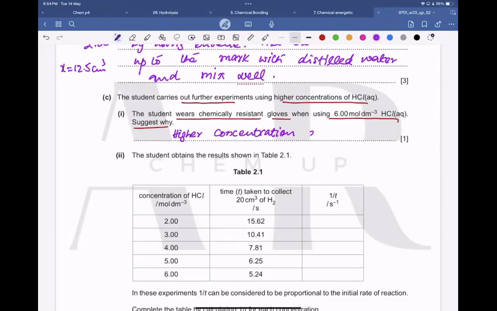Now the student obtains the result shown in table 2.1. In these experiments, 1 over T can be considered to be proportional to the initial rate. Okay, so it means they are saying that 1 over T is proportional to the initial rate. Complete the table by calculating 1 over T for each concentration. Give your answer to 3 significant figures.